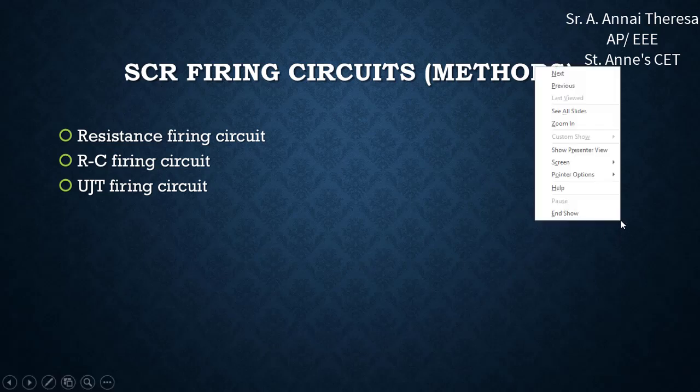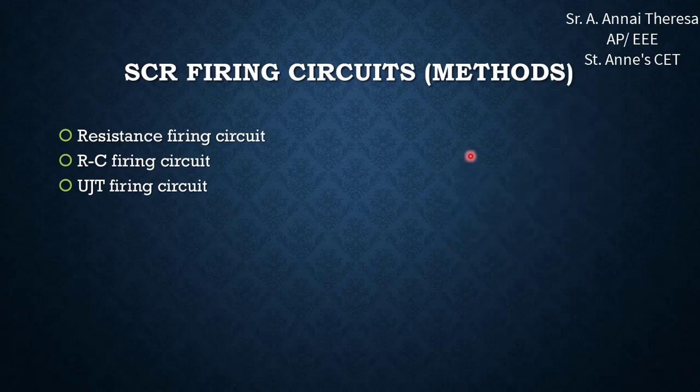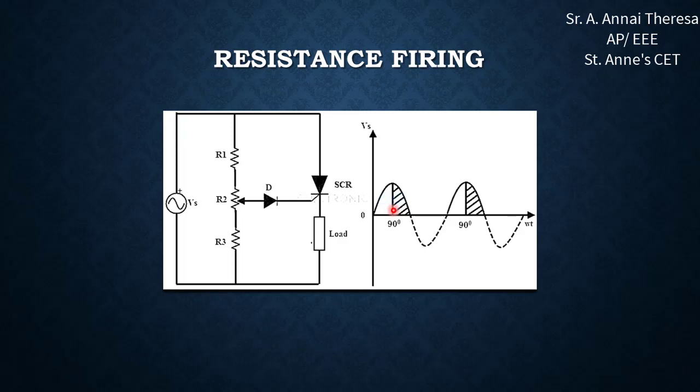So these are the firing circuits. There are three types of firing circuits. One is resistance firing, then RC firing, that is resistance capacitance firing circuit, then UJT firing circuit. First we will see the resistance firing circuit.